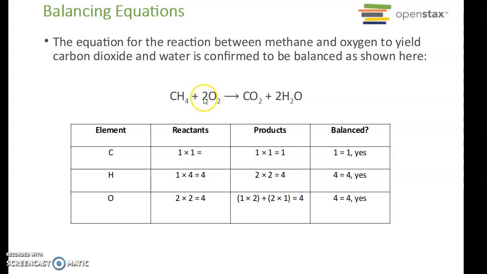Here you have 2 times 2 to give you 4 oxygen atoms on this side of the equation. 2 times 1, plus 2 times 1, gives you 4 on the product side. So this is balanced. 4 equals 4.